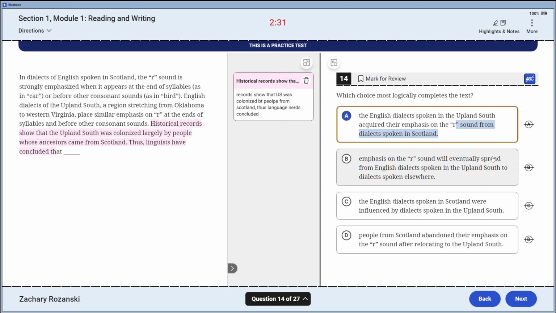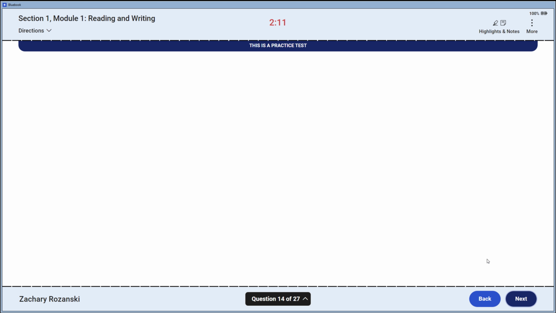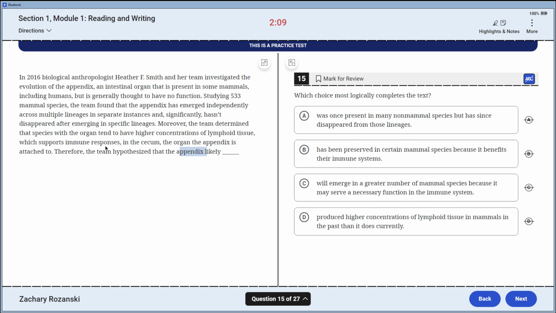Emphasis on the R sound will eventually spread from dialects. No, we have no claim. This is how we got it. They came here. This is how we got it. We can't make a statement about reaching out. The English dialects spoken in Scotland were influenced by. Oh, no, this is reversing it. We have ancestors. We don't have any evidence that they went there. People from Scotland abandoned their emphasis. No, because it's present in the Upland South. Easy. Final one. What do we got?